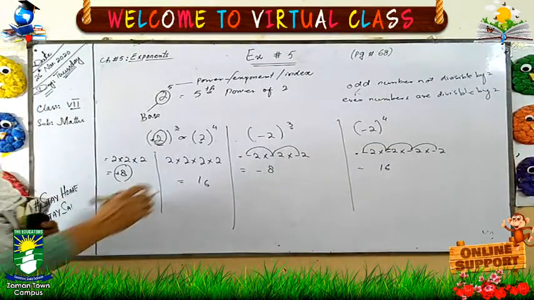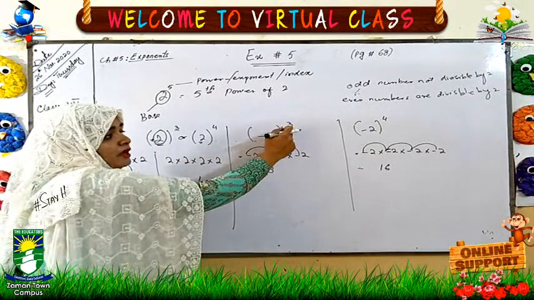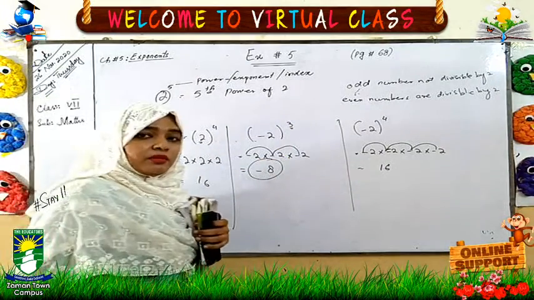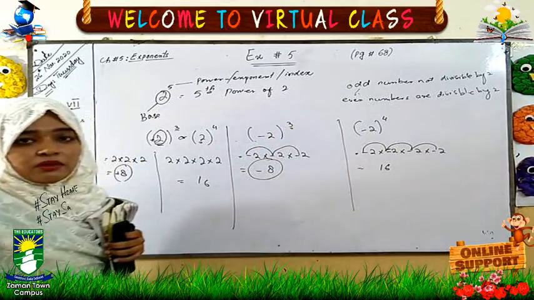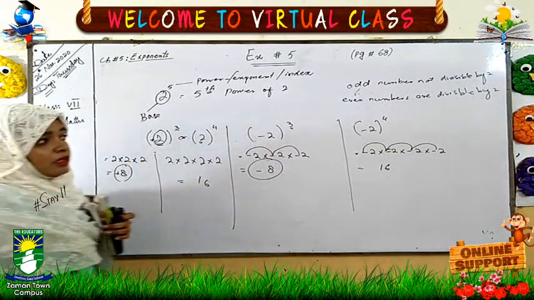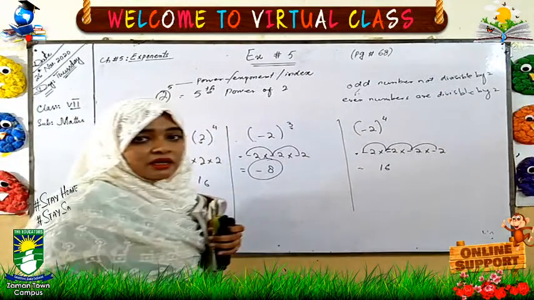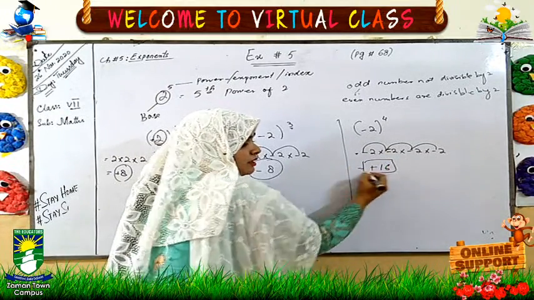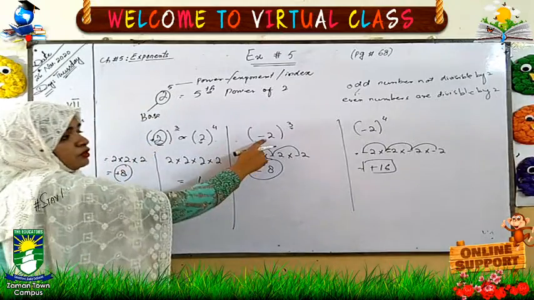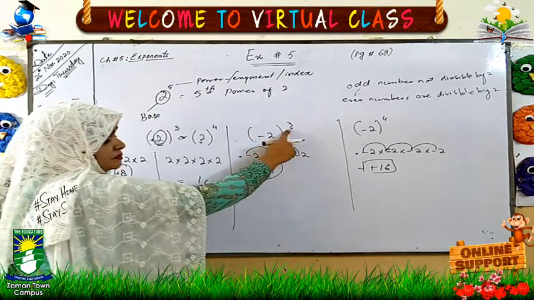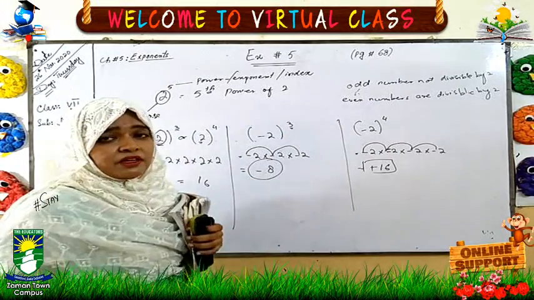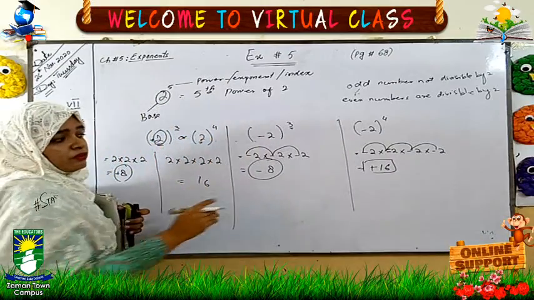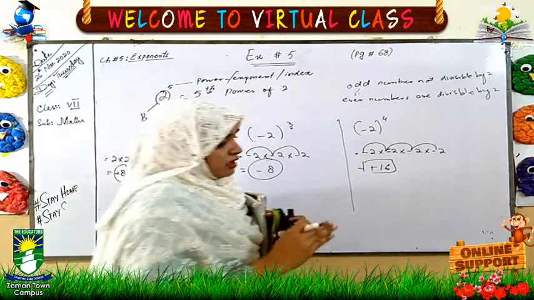What we get here is that if we have a negative base and our power is an odd number, our answer is also a negative real number. But if the base of your number is negative and the power is even, you will have a positive real number. Keep this in your mind: if you have a negative base and the power is an odd number, you will get a negative answer. And if you have a negative base and the power is an even number, we will have a positive real number as our answer.